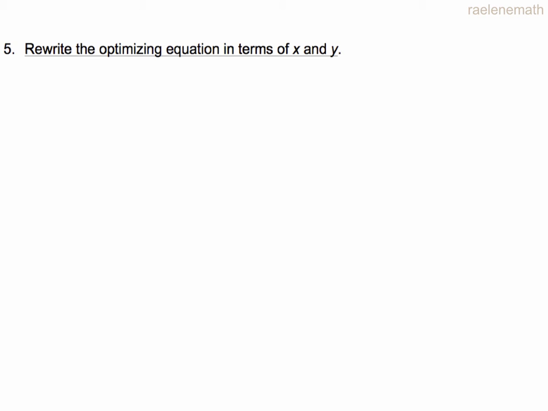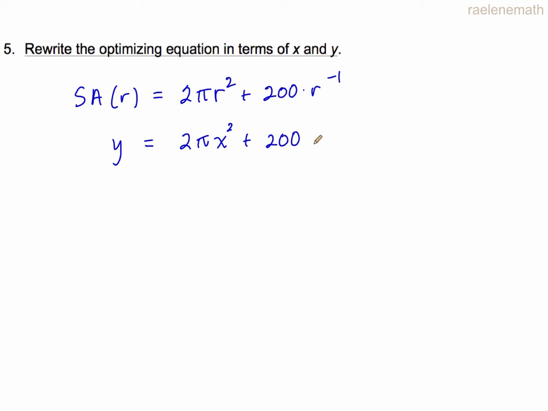So now we can rewrite the equation if we want in terms of the surface area, in terms of x and y, but we don't have to. If we want to, it would look like this. Y equals 2 pi x squared plus 200 times x to the negative 1. I think it's important just to keep the picture, the graph, labeled in mind so that we can see what's the output and what's the input quantity.